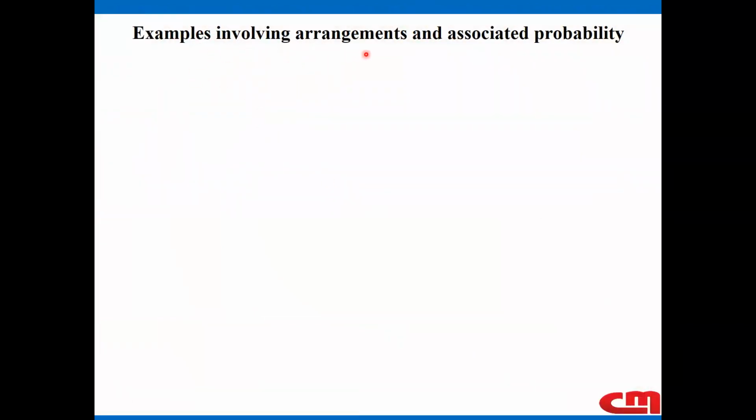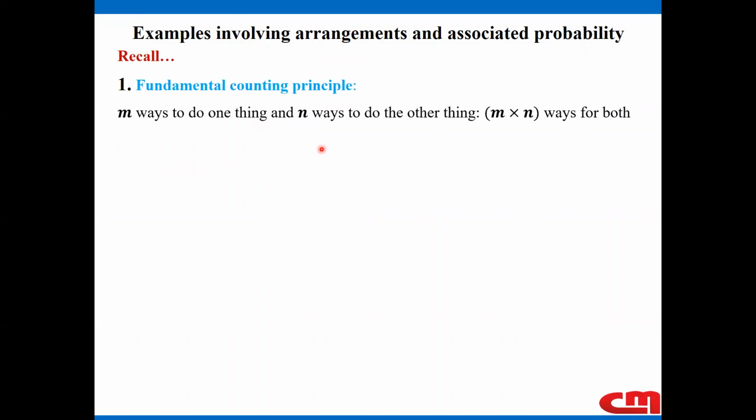Examples involving arrangements and associated probability. Let us recall the rules that are associated with arrangements, and we start with the fundamental counting principle. This principle simply states that if there are m ways to do one thing and n ways to do the other thing, then there are m times n ways to do both things.